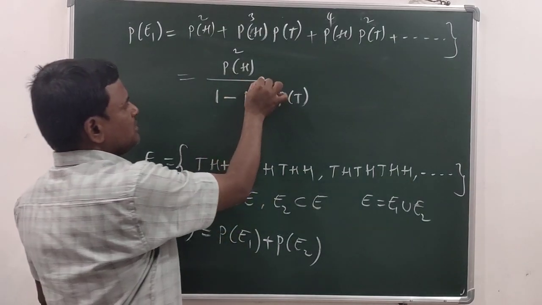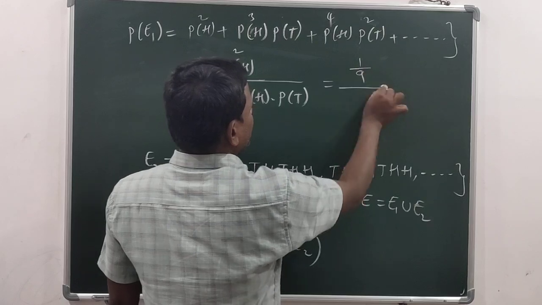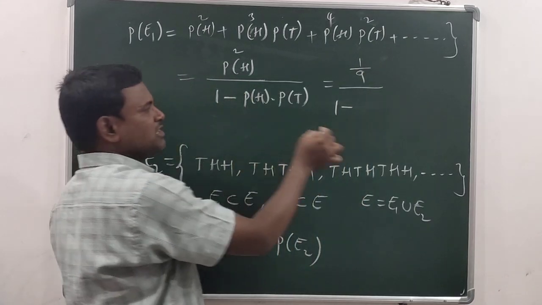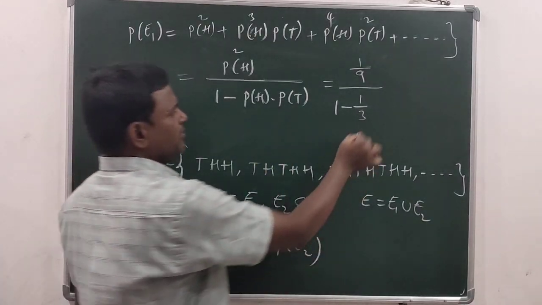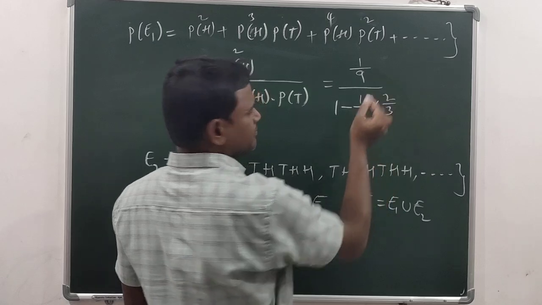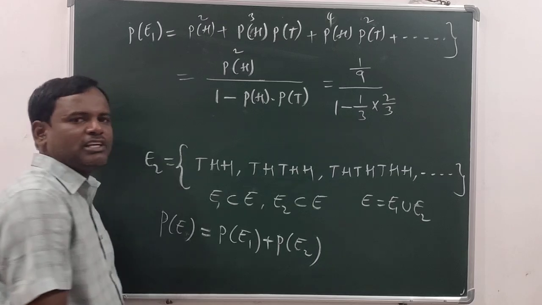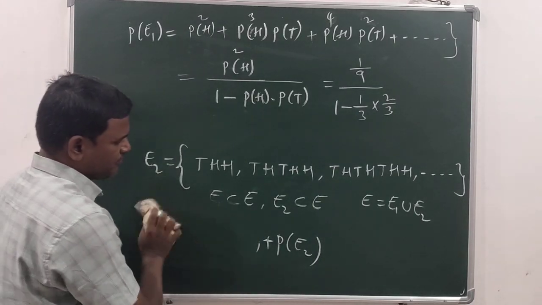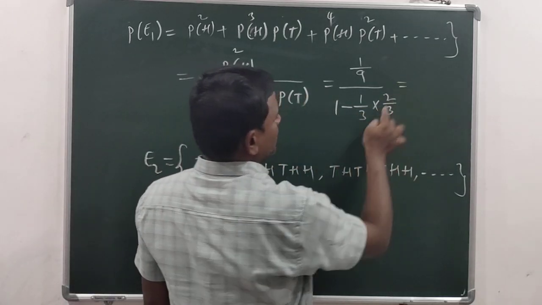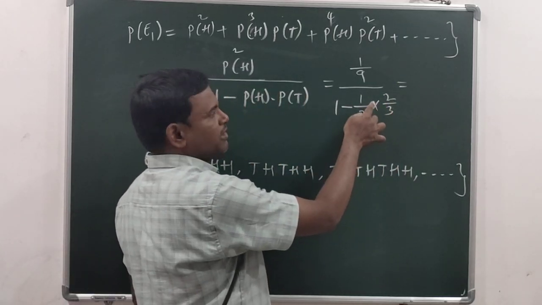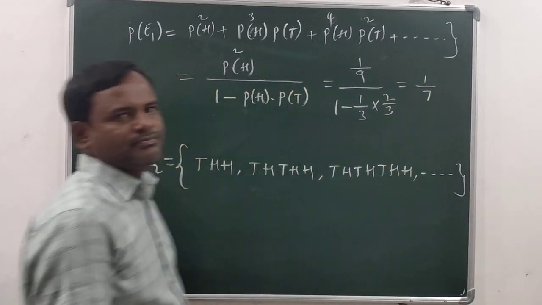So you know P of H, probability of getting head, is given as 1 by 3. Here whole square is there, 1 by 9. 1 minus P of H is 1 by 3. If P of H is 1 by 3, obviously P of T is 2 by 3. You know that both are complementary events. Now simplify that. If you simplify, what do you get? See here. Cross multiply. 9 minus 2, 7. 7 by 9. 9, 9 cancel. So you get 1 by 7.